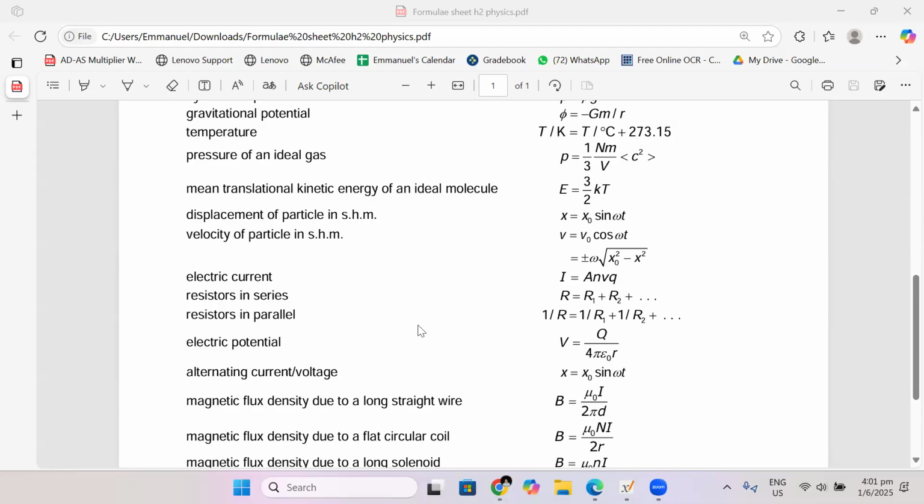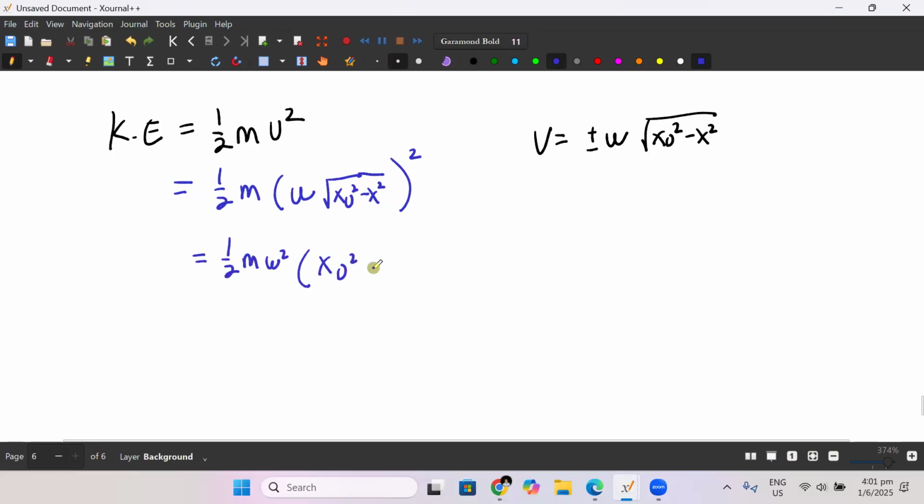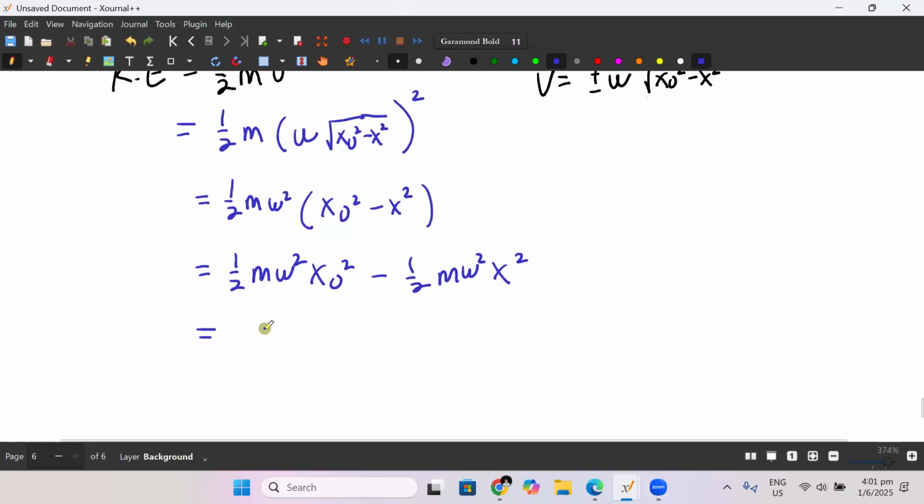So good news. You sub this in and you get a nice expression: half m omega square times x naught square minus x square. When you square this, the square root disappears. So you end up with this. And I hope you agree with this also. Then do you agree with this? This is the KE max.